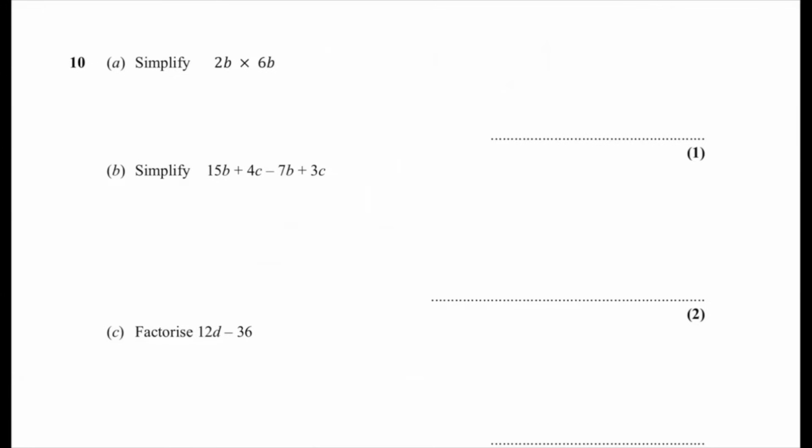Okay, question 10. We've been asked to simplify 2b times 6b. Here you just do the number work you can see. So 2 times 6 is 12. And then b times b is b squared.